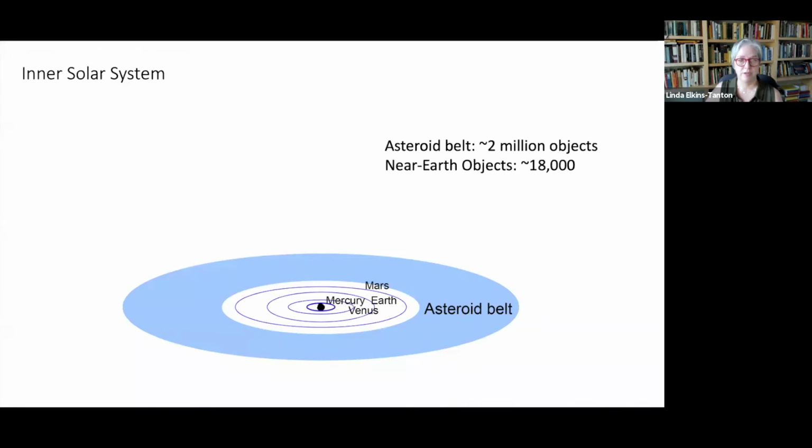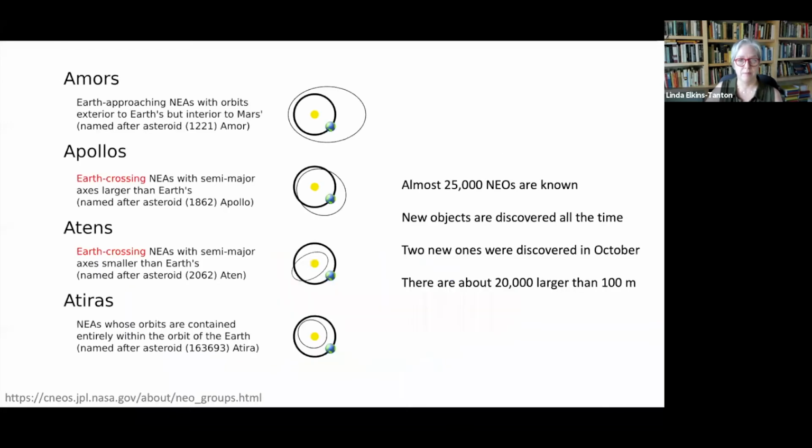And that's what you're seeing here, just the 4 inner solar system planets and the asteroid belt where it lies outside of Mars. The asteroid belt contains about 2 million objects, but there are an additional 18,000 objects that orbit even closer to the Earth. These near-Earth objects are categorized according to which of the planet's orbits their own orbits cross. So let me show you what I mean by that.